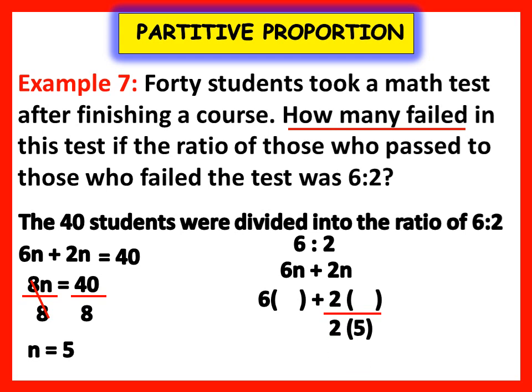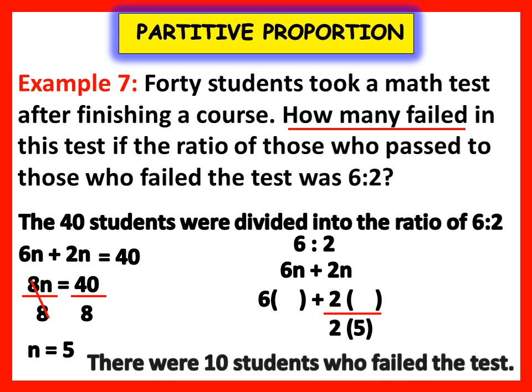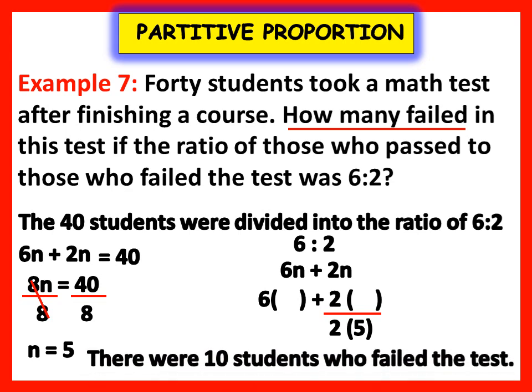So 2 multiplied by n, which is 5, that is 2 times 5. And therefore, that is 10. So there were 10 students who failed the test.